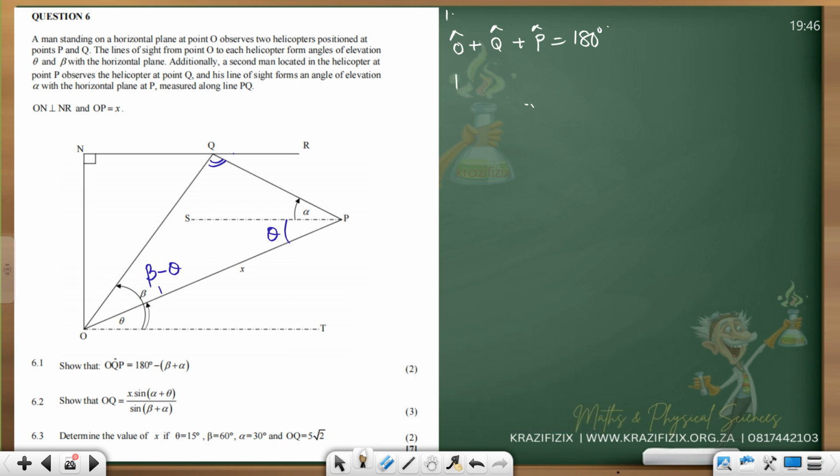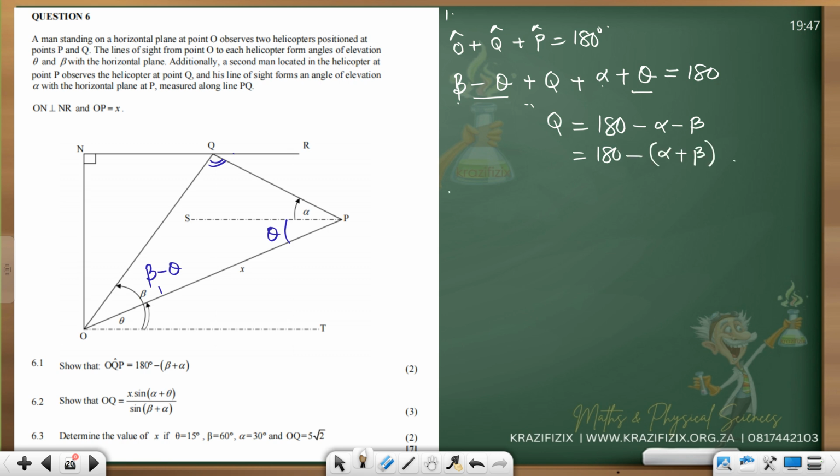What is O? Beta minus theta plus Q. What is P? Alpha plus theta, equals 180. Do you notice this and this would cancel out? So what is Q? 180 minus, this is beta plus alpha. And if I just do that, we're done. So our thought pattern was correct, it was just that little error. Question 1 is done.